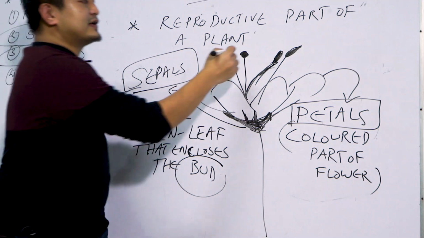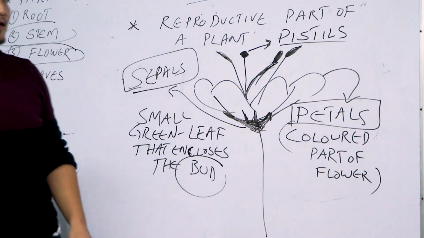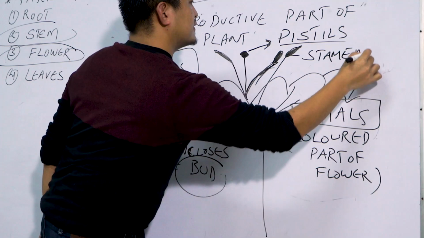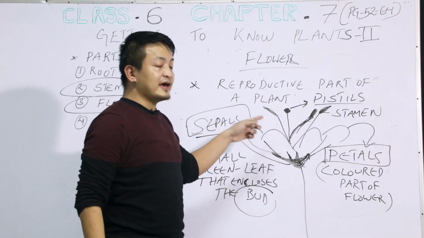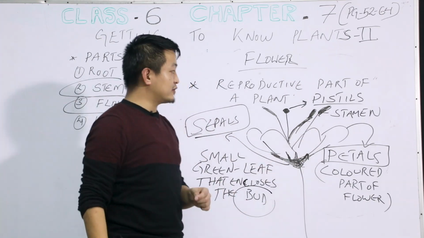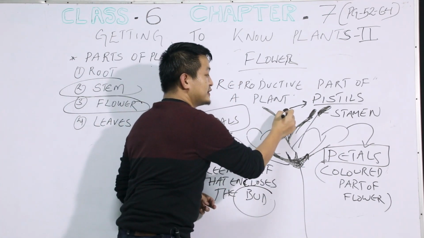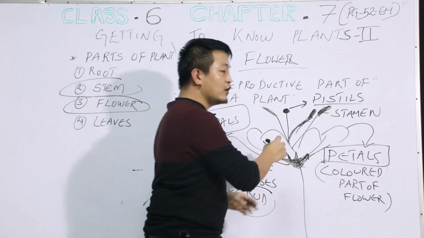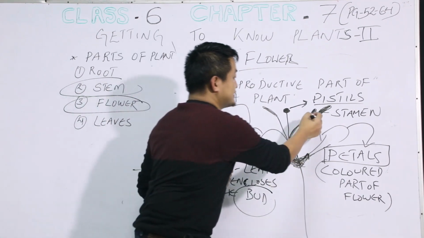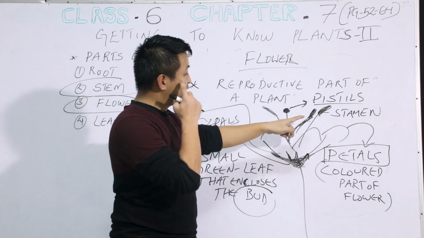Now this one is known as pistils, P-I-S-T-I-L-S, and this one is known as stamen. Why is this very important? Because this is the male and female reproductive part. The longer one is the male reproductive part of the plant, and this one here is the female reproductive part of the flower, known as pistils. Once again, the parts of the flower: petals, sepals, pistils, that is the female part, and stamen, that is the male part.